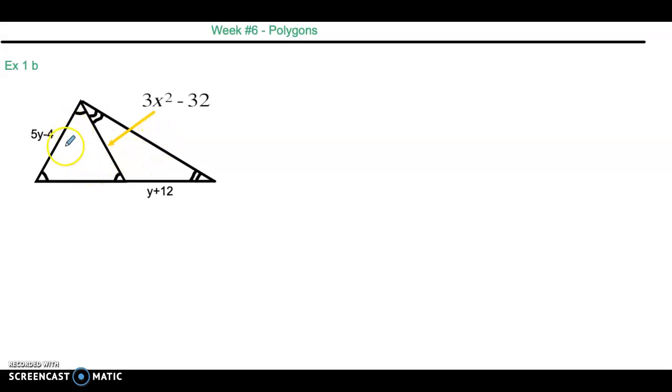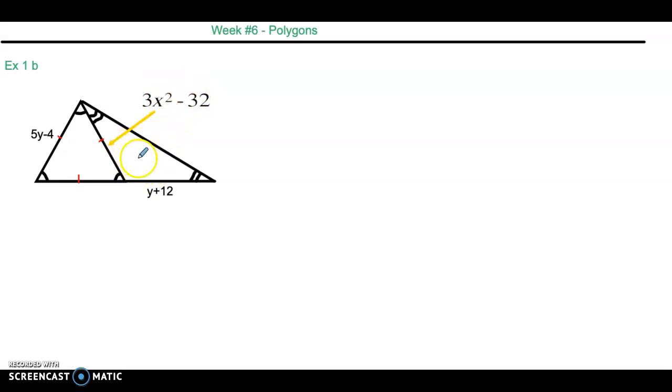So it is an equilateral triangle. All 3 angles are equal, but we're given 1 side length. Now, in an equilateral triangle, all the sides are the same. That's important. We could say 5y minus 4 equals 3x squared minus 32. That's the length of this side. But that doesn't do us any good because we can't solve an equation when we've got 1 variable and a second variable with only 1 equation. So what we're going to do is kind of ignore this side length for a second.